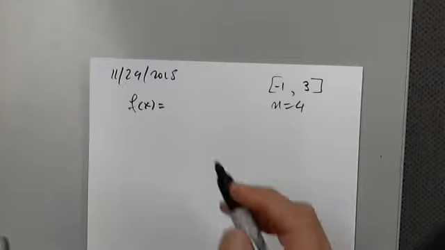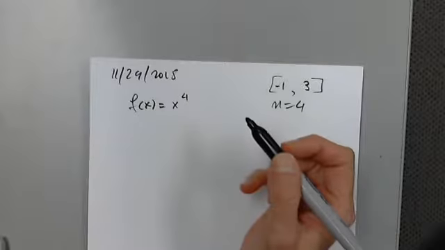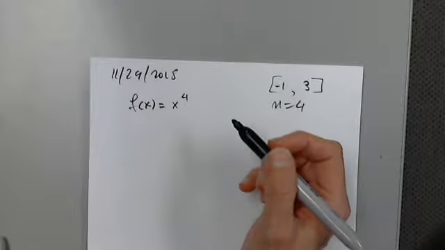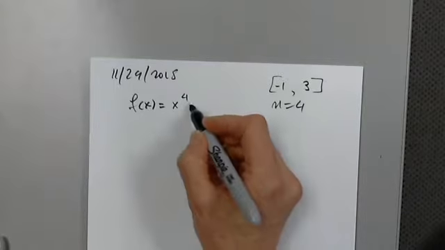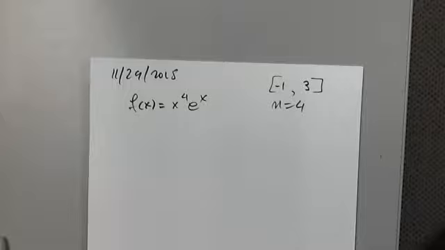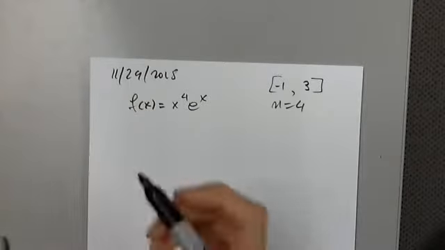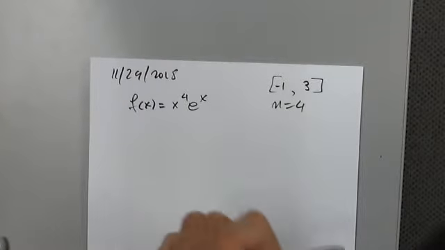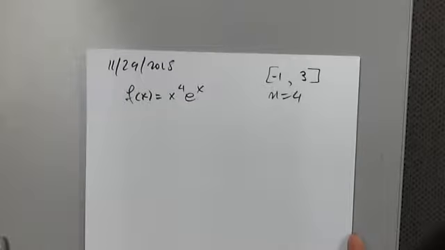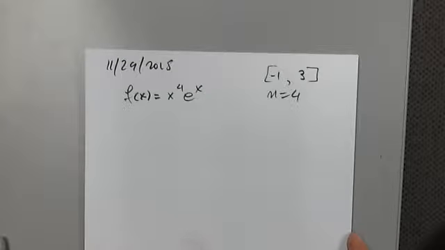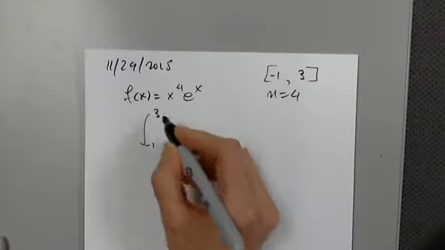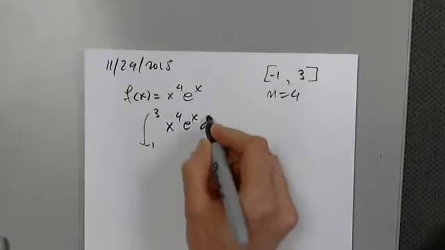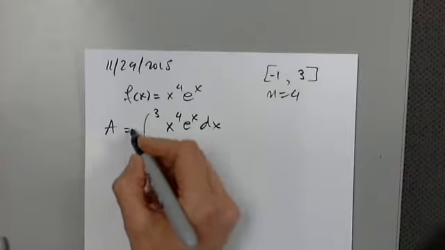X to the 4th. Yeah, let's make it a little more interesting. X to the 4th, e to the x. Okay. I shouldn't say we cannot integrate this today. We will in Calc 2. So let's say the integral from -1 to 3 of x to the 4th e to the x dx. This will be the exact area.